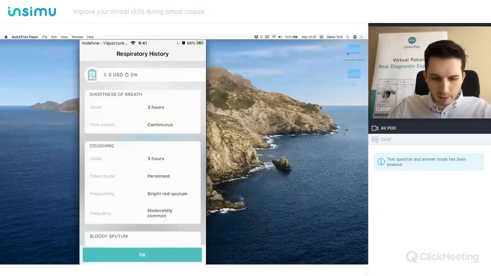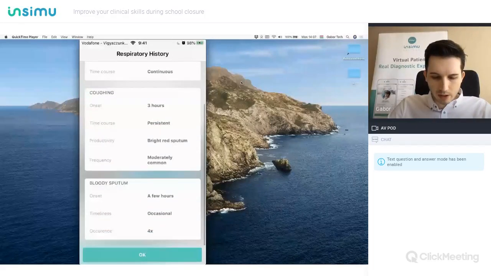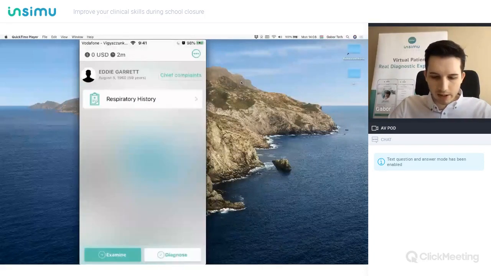Okay, so the shortness of breath, the onset was 3 hours ago, and it's continuous. The cough is also continuous, and the sputum was bright red. And he had that 4 times. Well, that's a lot. That seems to be a very severe case. Let's see more.